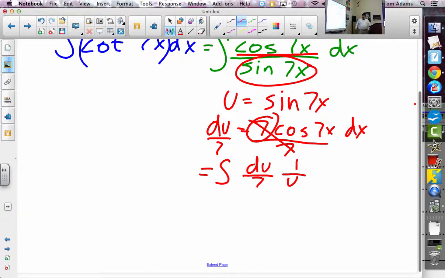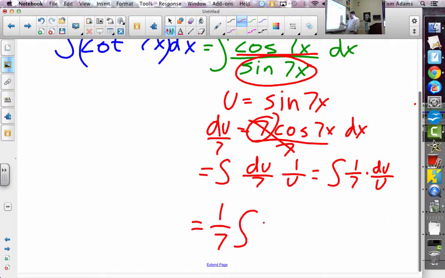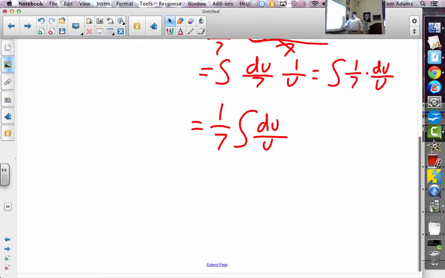Okay. So now, I could use the commutative property of multiplication, and I get something like this, right? And I could take this 1 over 7 and toss it to the front. So in the next line, I've got 1 over 7 du over u. So before I move any further, does that make sense to you guys? Do you have any questions as to how I got what I've got on the board?